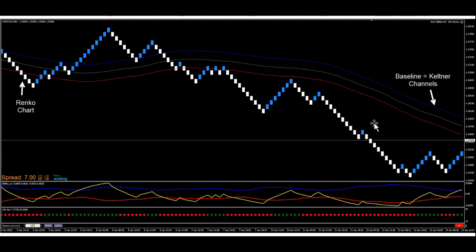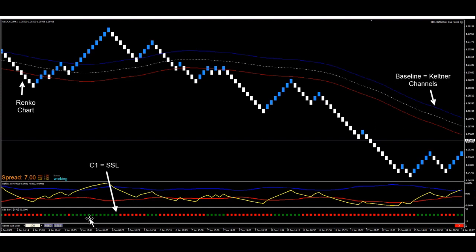The next thing is you will notice that my baseline actually has 3 lines to it. So I use the Keltner channels for my new baseline. And I like to think of this not so much as a baseline, but a base highway. And we'll talk a little bit more about that when I go into the details. But this whole channel serves as my baseline.